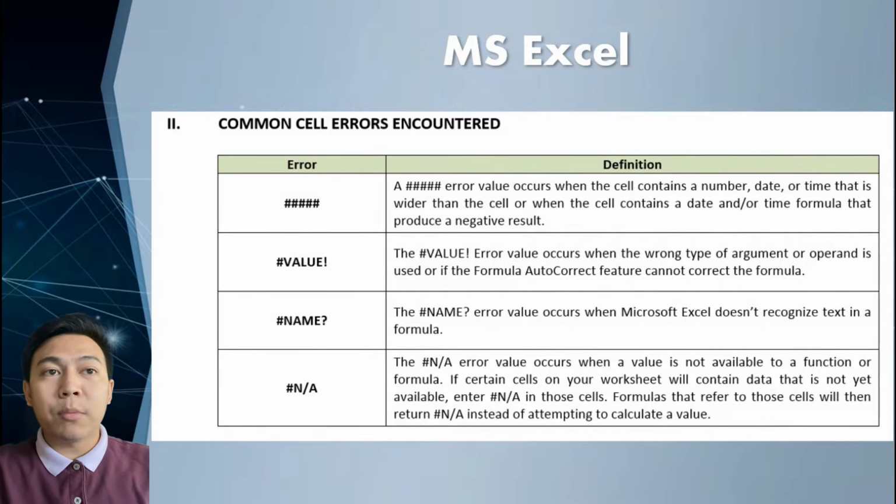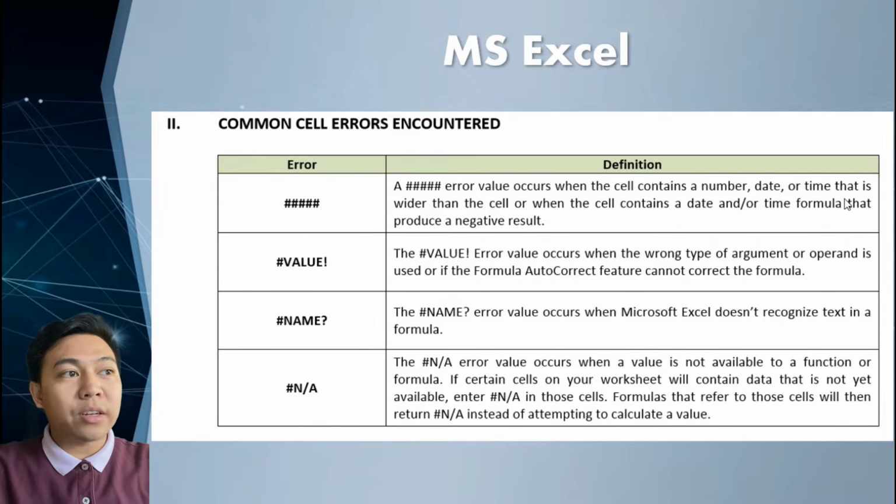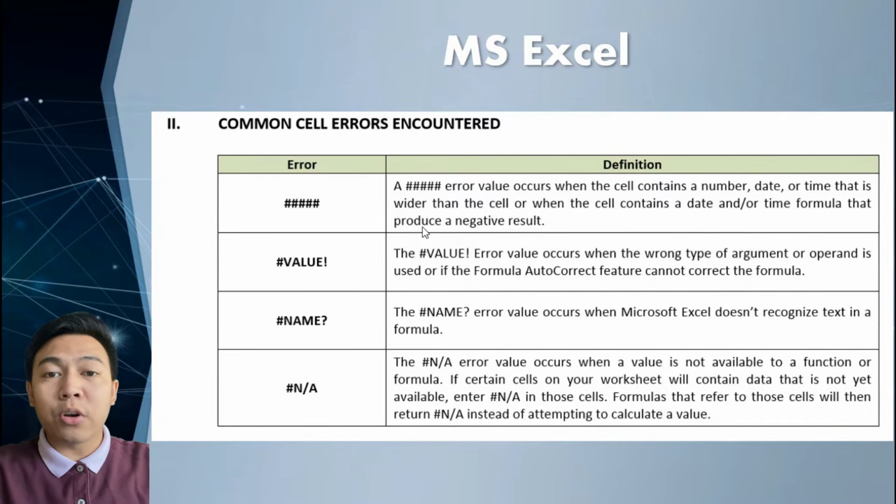Next, we have the common cell errors encountered. So later on, when you are computing some values in your MS Excel, you may encounter the following errors. The first one is what we call the hashtag error. This occurs when the cell contains a number, date, or time that is wider than the cell, or when the cell contains a date or time formula that produces a negative result. So once you see this kind of error in your MS Excel, you just need to widen the column of your cell so that you can see the value inside that particular cell.